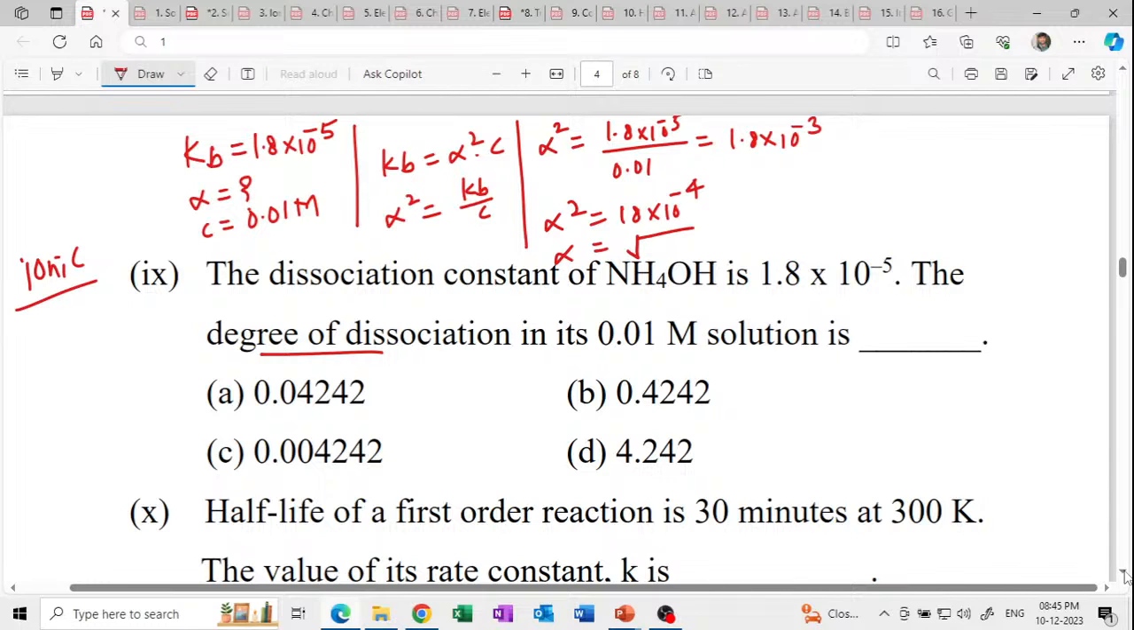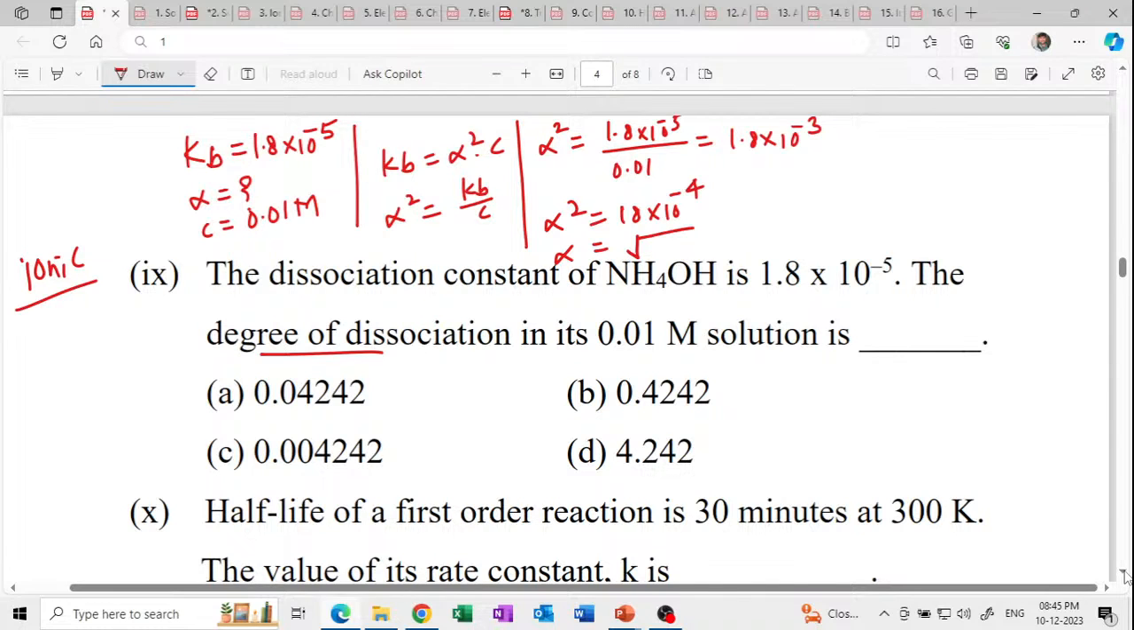So what is left behind? Under root 18 into 10 raised to minus 4. Get it? So what is left behind? Left behind is the under root 18 value. How much will the under root 18 value be?